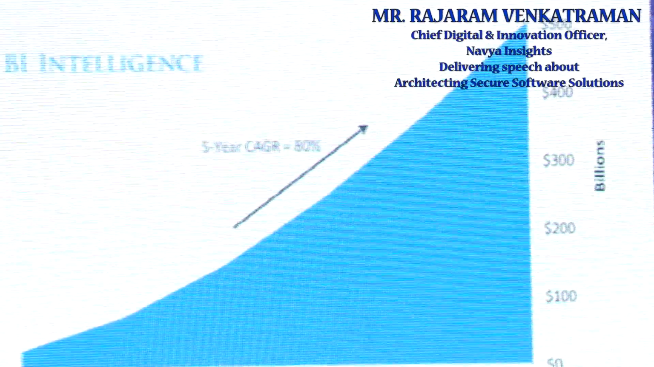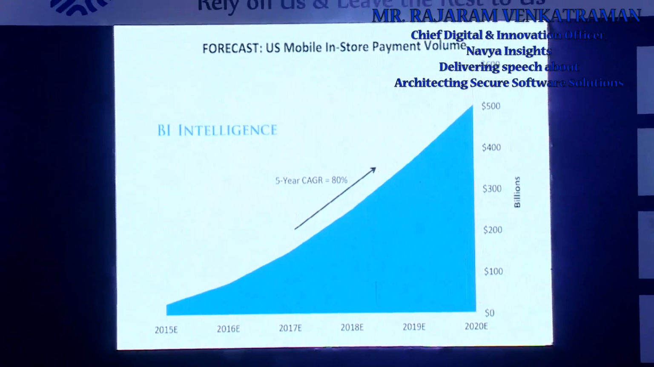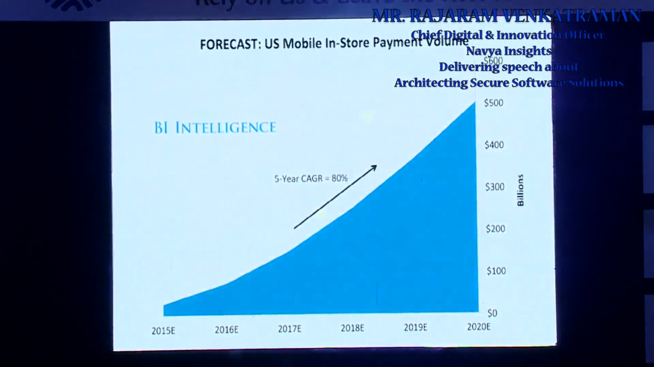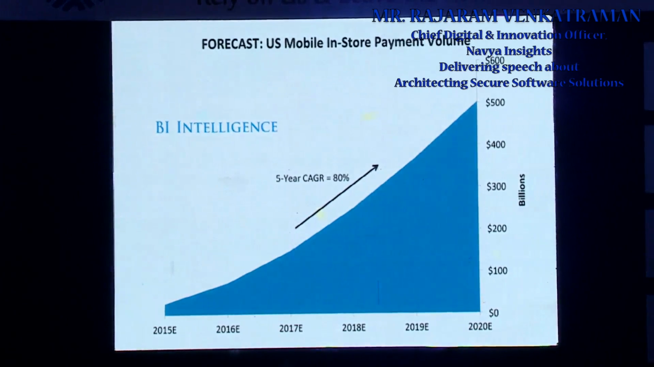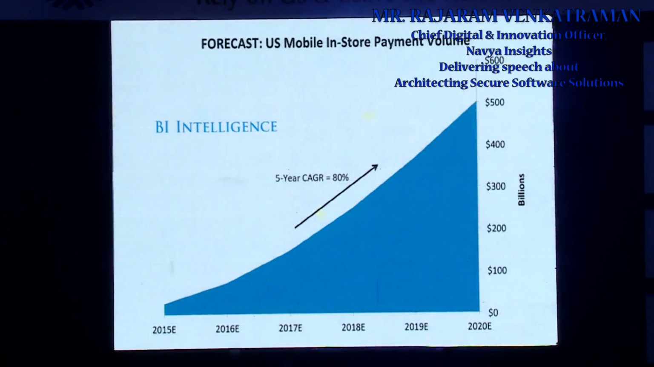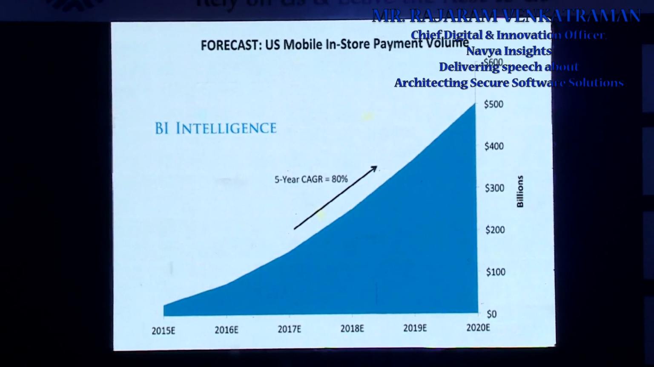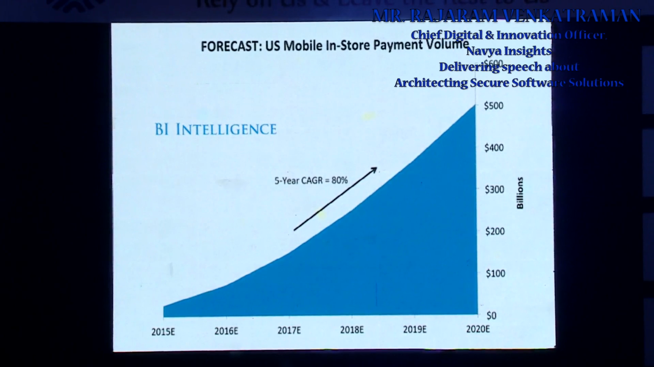This is the US mobile in-store payment volume, right? The transaction volumes have a 5-year CAGR of 80%, right? Almost every year it has been doubling. So if you look at it, 500 billion is by 2020. There is another statistic which says 700 billion. But similarly in India as well, the numbers are really exponential.